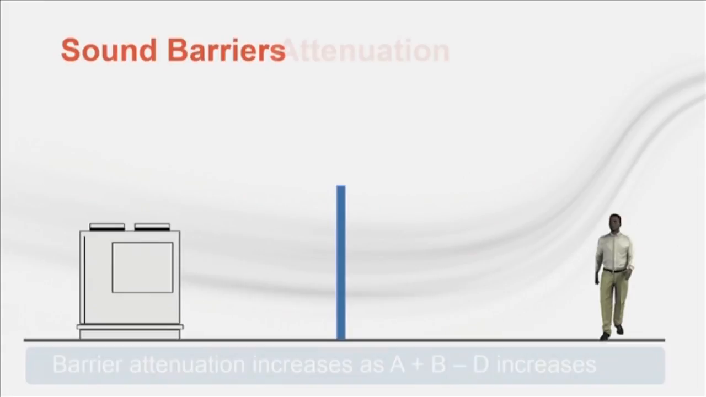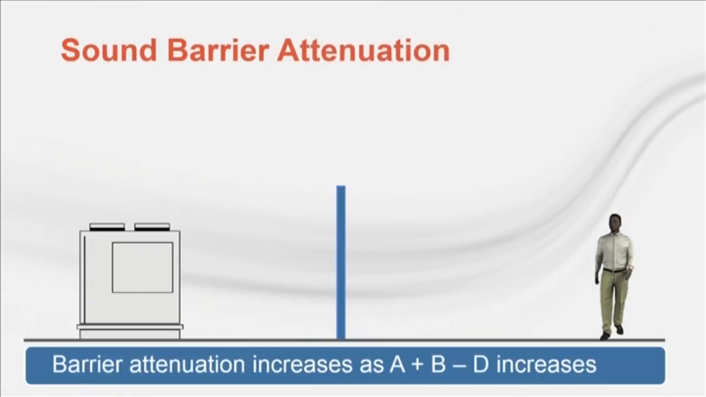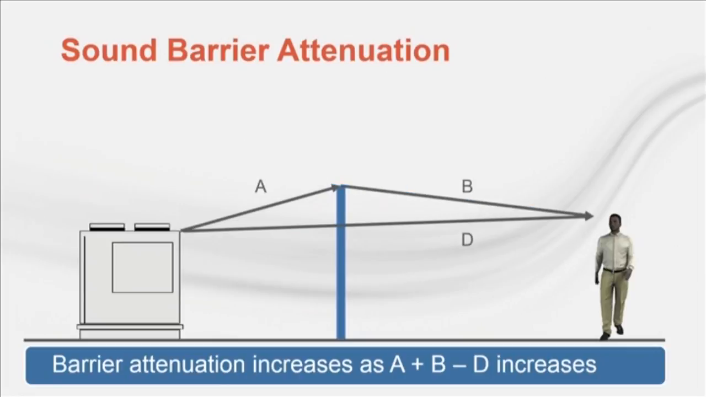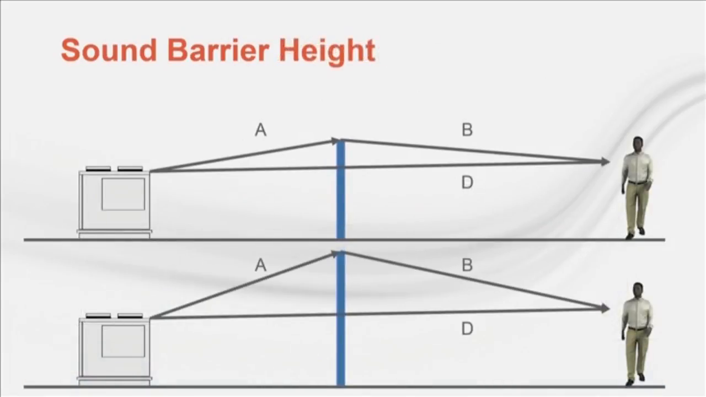The key factor for determining the effectiveness of a barrier is the difference in length between a direct line from the source to the receiver compared to the actual path sound will take to reach the receiver over the wall. More attenuation will be provided by the barrier as the total path length difference, line segments A and B, increase over D. As the barrier height changes, the total distance of paths A and B increase over D, which increases the attenuation of the barrier.